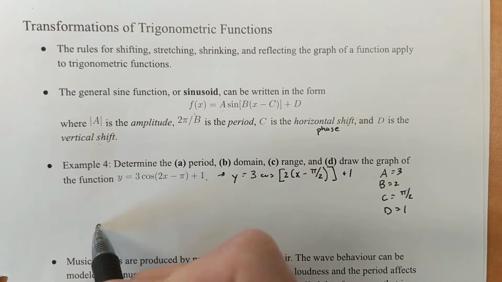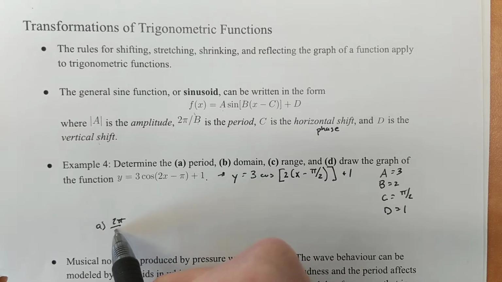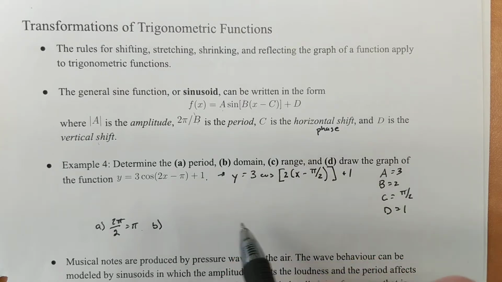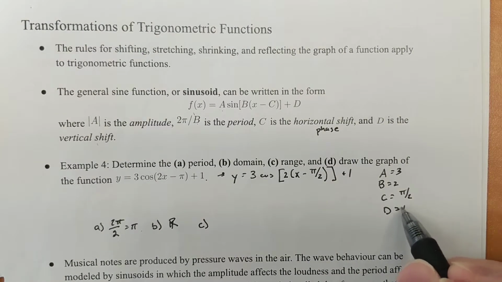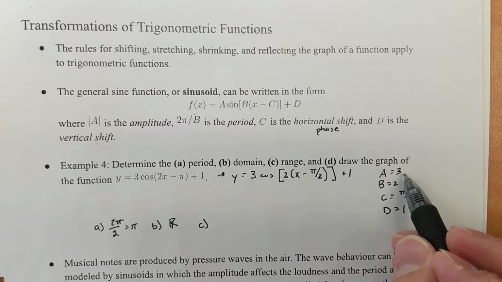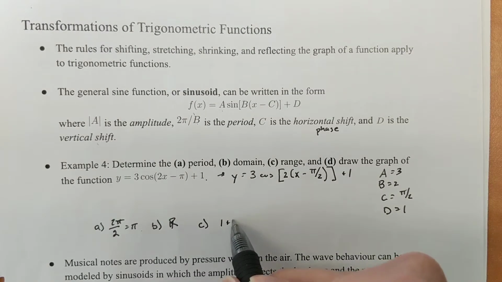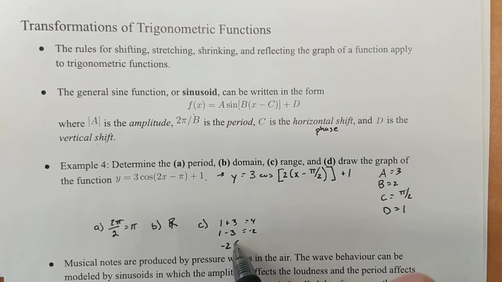So for part A, the period, that's going to be 2 pi over B, which is 2, so just pi. For part B, the domain, so sines and cosines, the domain is always all reals. C, the range. So to find the range, you actually take your vertical shift, in this case is 1, and you add and subtract your amplitude. So the range is going to be between 1 plus 3 and 1 minus 3. So that's 4 and negative 2. So negative 2 less than or equal to y less than or equal to 4.